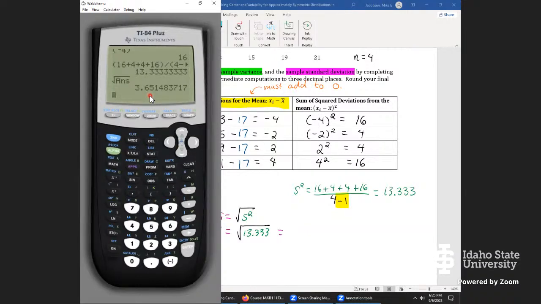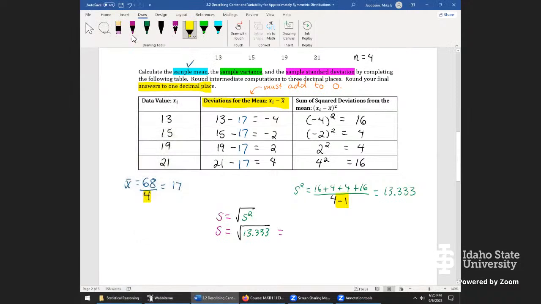3.65. Or if we're rounding to one decimal place, this would round up to a 3.7. So I'll say here, finally, after all that work, S is equal to approximately 3.7. I put an approximation symbol here since sometimes that's my habit, but if you don't put those on, I'm not too worried about that at all. I'll always assume you did approximate. In fact, I forgot to do it right here. I did approximate on that one for variance.